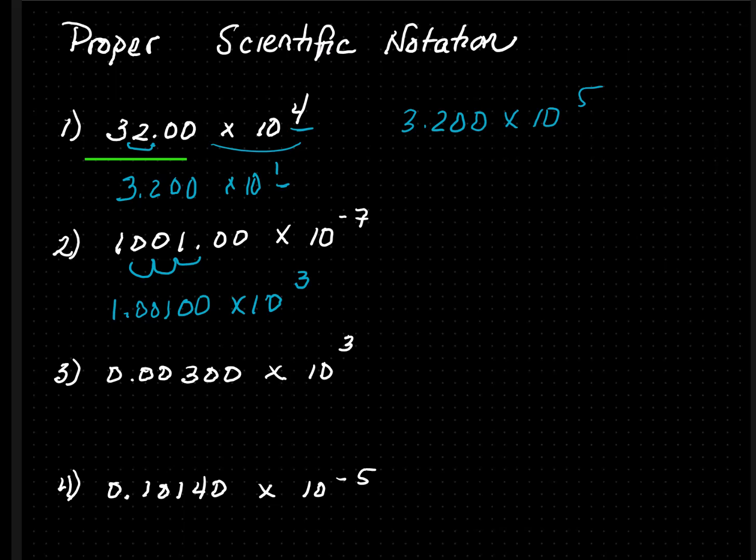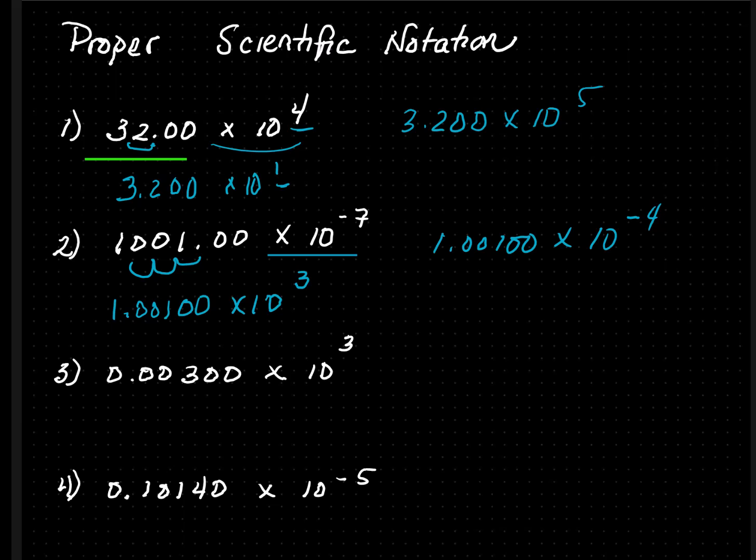This is also multiplied by 10 to the negative 7th. So we're going to rewrite the first part of the scientific notation, and when we multiply exponents, we add. Negative 7 plus a positive 3 gives you 10 to the negative 4th.